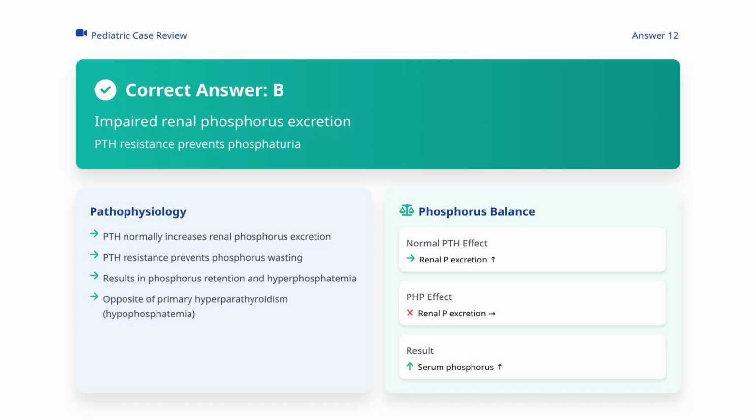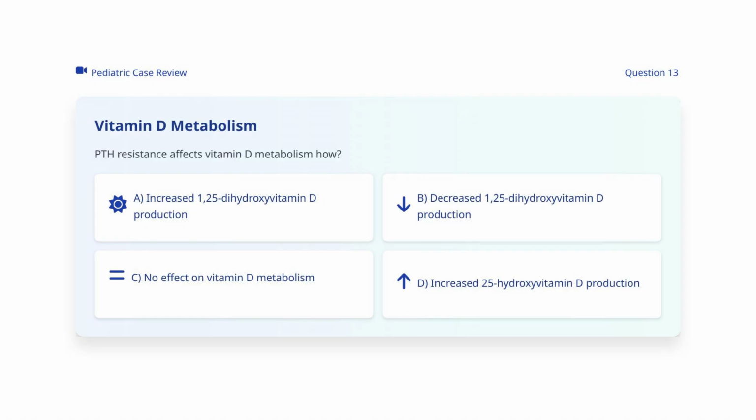Parathyroid hormone normally promotes renal phosphorus excretion by inhibiting proximal tubule reabsorption. In pseudohypoparathyroidism, parathyroid hormone resistance prevents this phosphaturic effect, causing phosphorus retention and hyperphosphatemia. This contrasts with primary hyperparathyroidism, where excessive parathyroid hormone causes hypophosphatemia. The combination of hypocalcemia and hyperphosphatemia with elevated parathyroid hormone distinguishes pseudohypoparathyroidism from other calcium disorders, making it a diagnostic hallmark. How does parathyroid hormone resistance affect vitamin D metabolism?